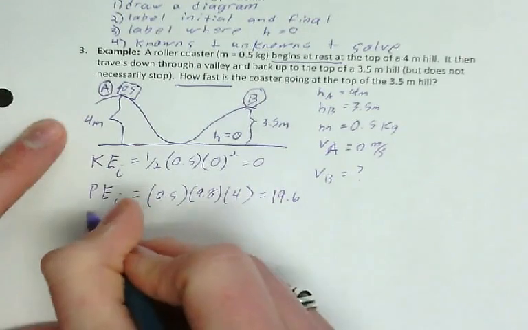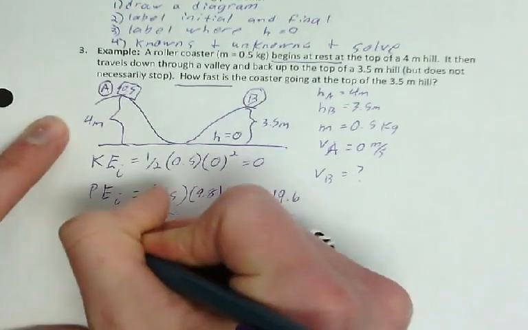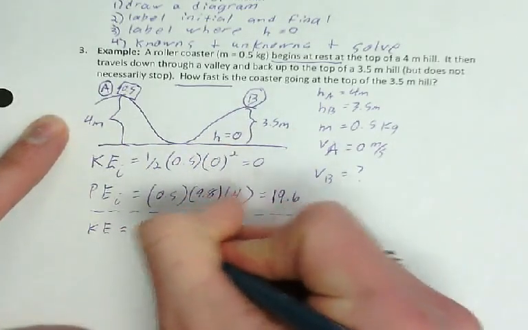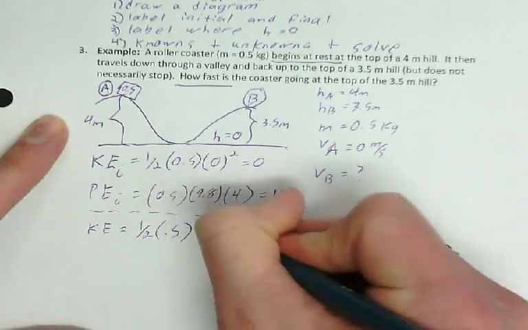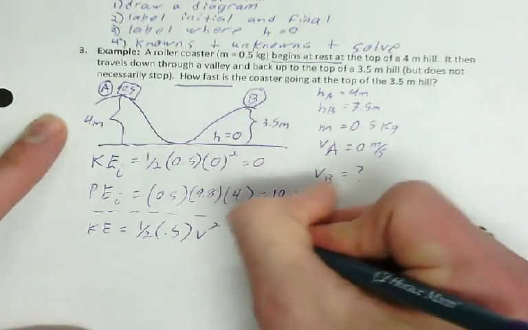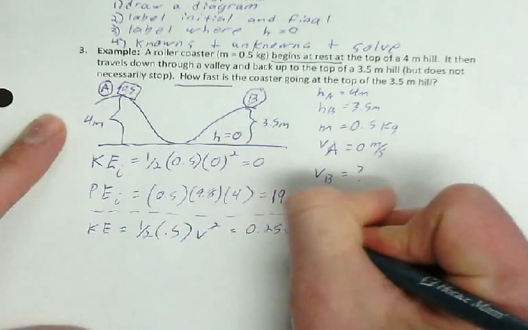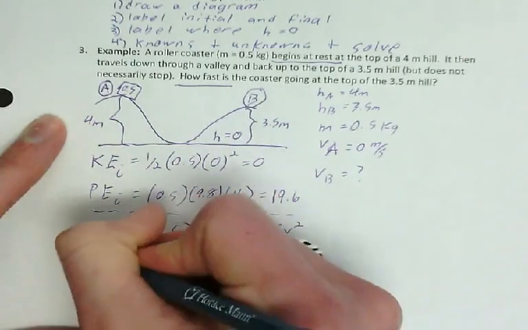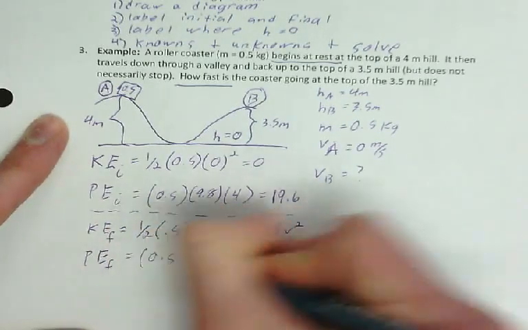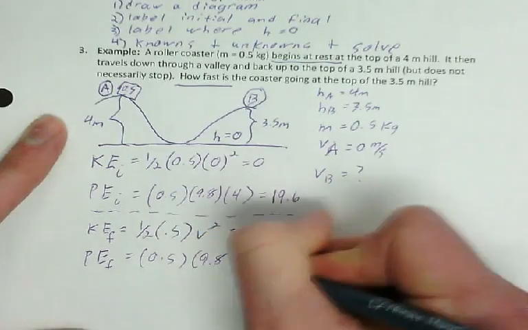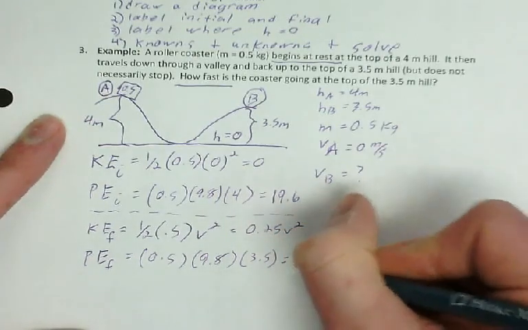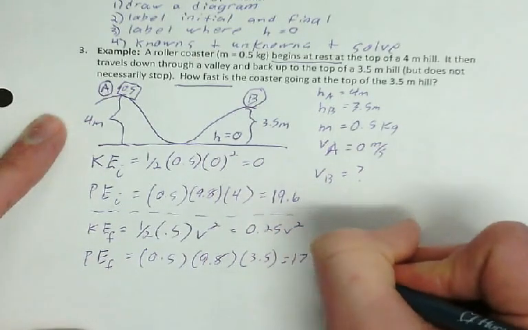Okay, once I've found that, now I'm ready to do my final values. So my kinetic energy final is going to be the kinetic energy at B. So 1/2 mv squared. I don't know what the velocity there is, so I'm just writing v. So that's 0.25 v squared. And the potential energy final at B, mgh, 0.5 times 9.8 times 3.5, which is 17.15.